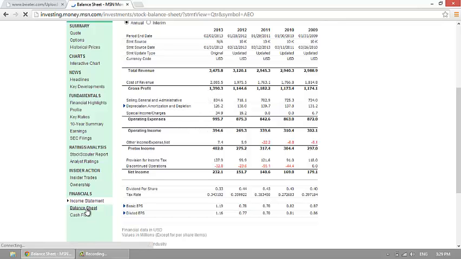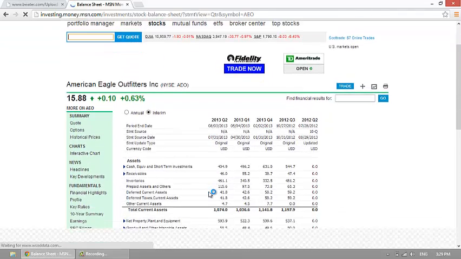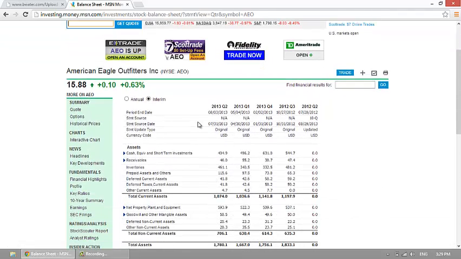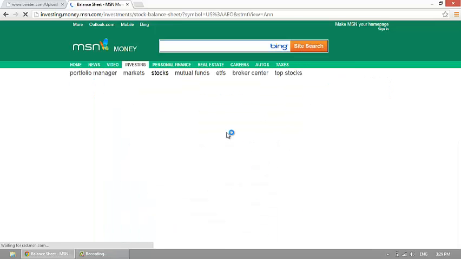So I'll go to the balance sheet. I'll look at the balance sheet, and you'll notice it's in quarters. I'm not really interested in quarters, I'm more interested in annual. So I'll put on annual.